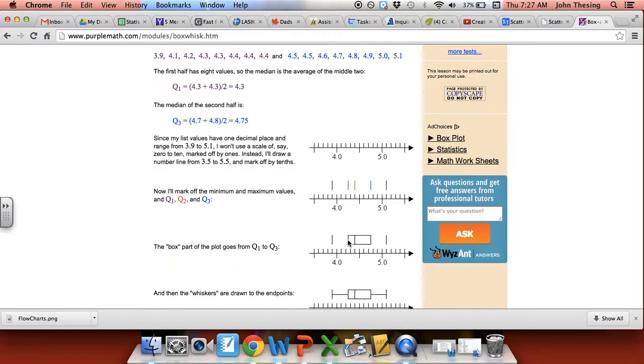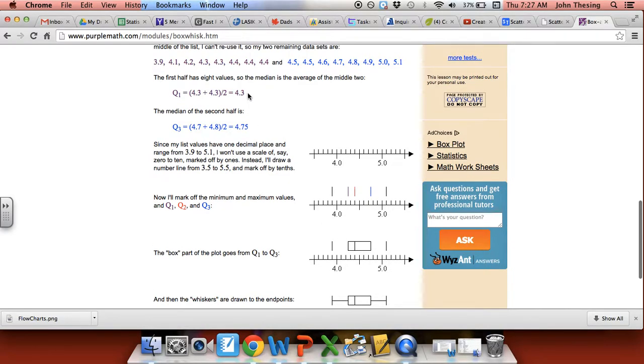This is called the interquartile range, by the way. So they'll take this box here and figure out this distance. What would the distance be between the first quartile and the third quartile? Well, it would just be 4.75 minus 4.3, so that would be 0.45.